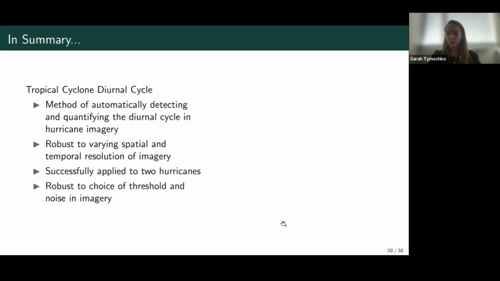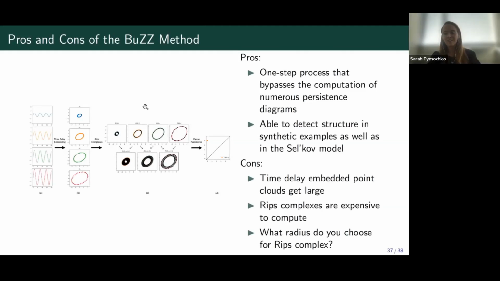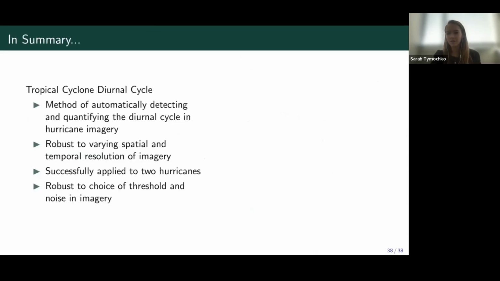I, of course, want to be transparent and also mention the cons of this method. No method is perfect, right? Some of the cons are that the time delay embedded point clouds get large the longer time you have. We fixed this by subsampling, but Rips complexes are also expensive to compute. And the one thing that I conveniently glossed over was choosing the radius for the Rips complex. Right now we don't have a nice way to do this other than with some initial eyeballing and tuning. But in theory, there might be other ways to choose this more carefully.